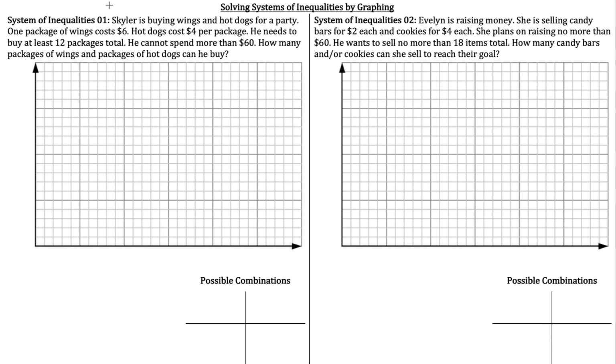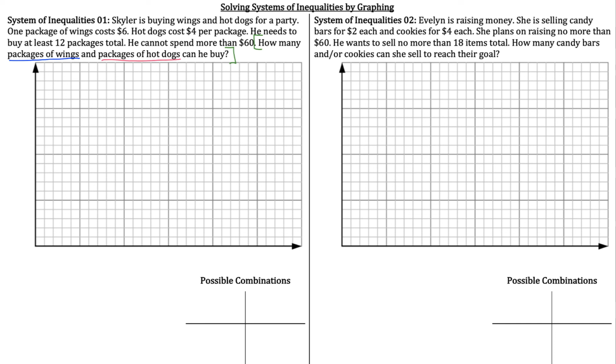Skylar is buying wings and hot dogs for a party. One package of wings costs $6. Hot dogs cost $4 per package. He needs to buy at least 12 packages total. He cannot spend more than $60. How many packages of wings and packages of hot dogs can he buy? So we're talking about packages of wings and hot dogs.